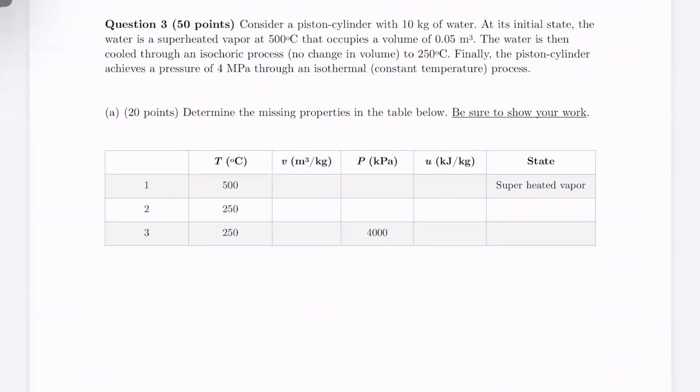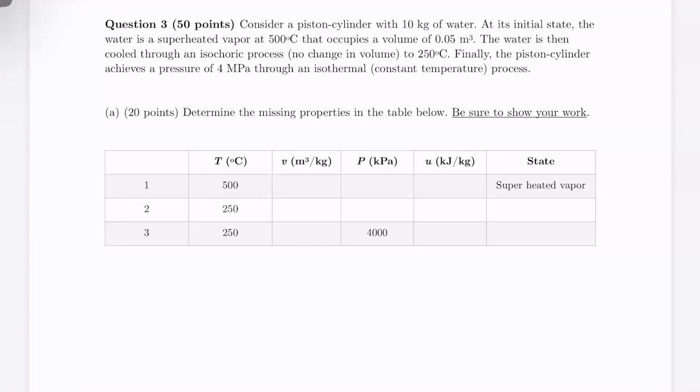Okay, third question, the big one. This is our 50-point question that has 3 parts. But the parts walk you through how to solve it. So we're just going to go with the flow with what the parts of the question are, and it will be just fine.